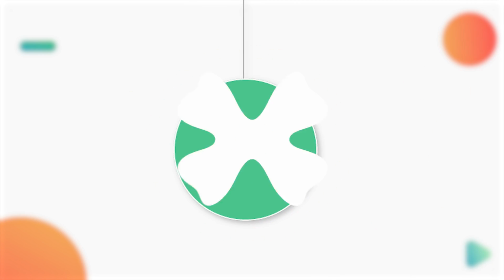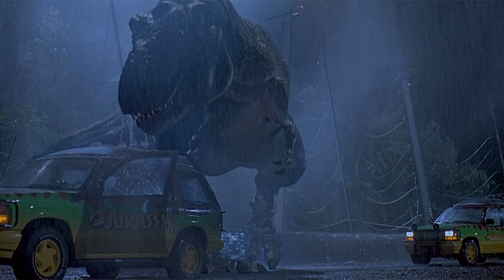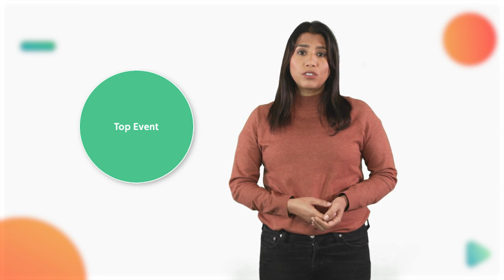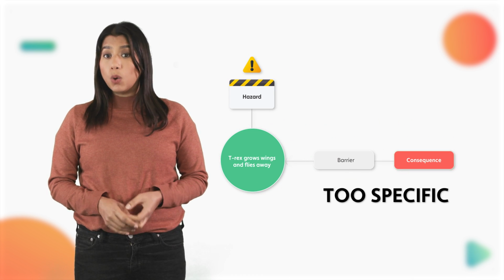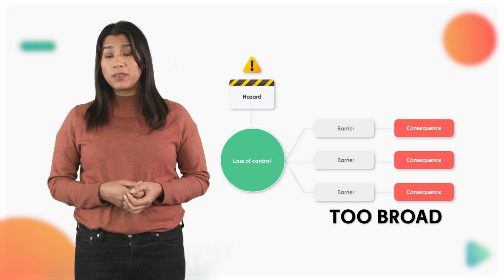We then add the top event. This is where the control over the hazard is lost. So for our example, our top event is T-Rex escapes from cage. This is one of the most crucial points of the exercise to get right. The top event shouldn't be a consequence because at this moment, nothing bad has happened yet. It shouldn't be too narrow that there is only a single consequence, or indeed too wide a bearing that there are dozens of consequences that may stem from the incident.